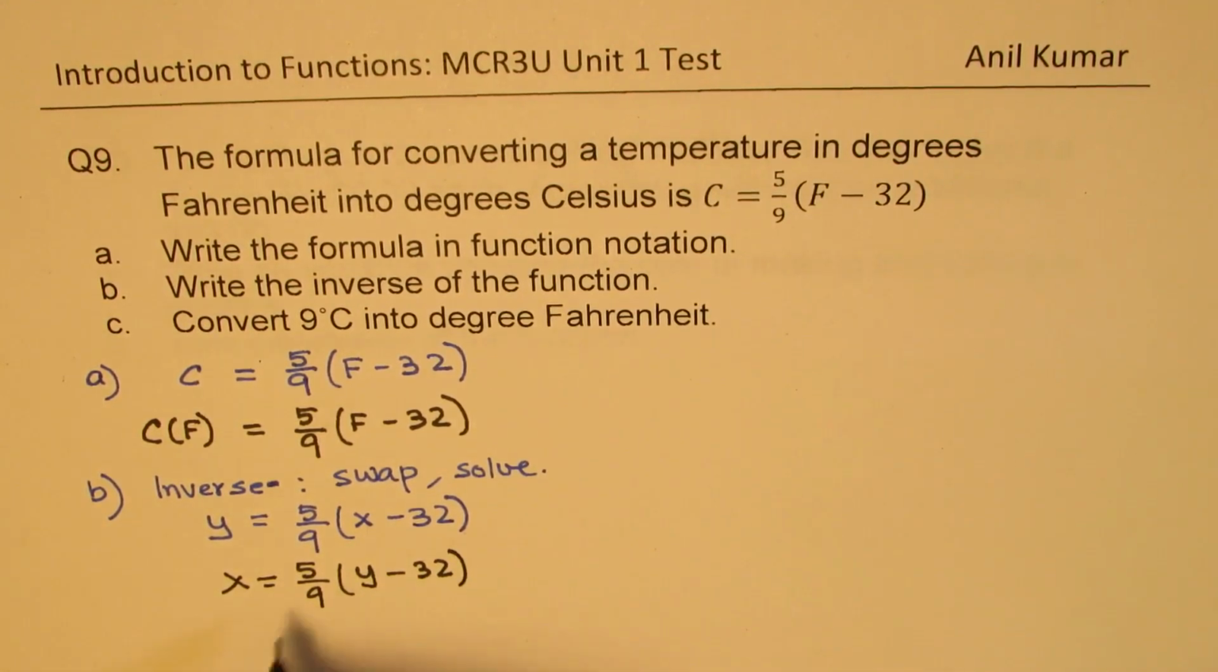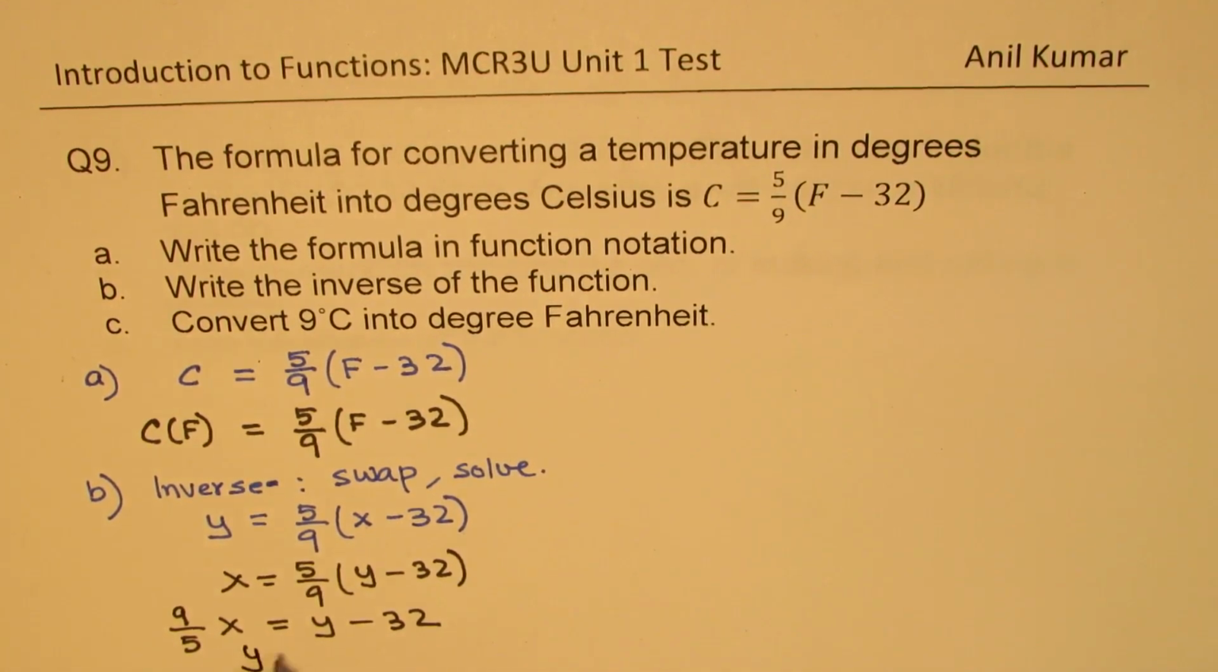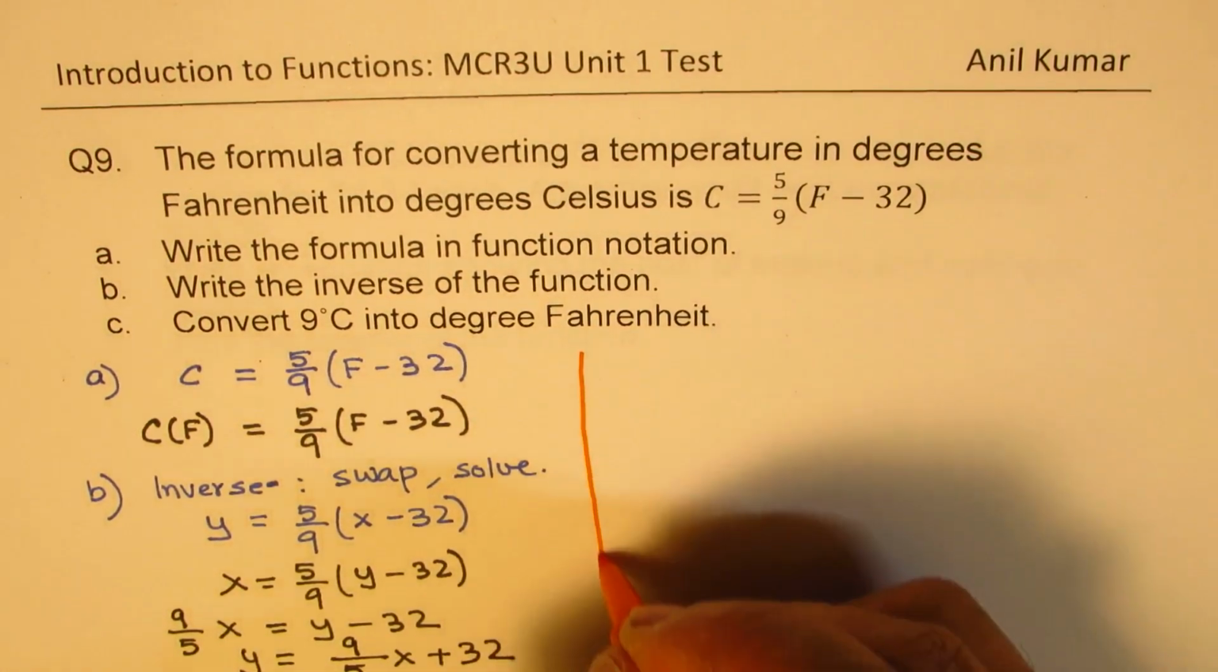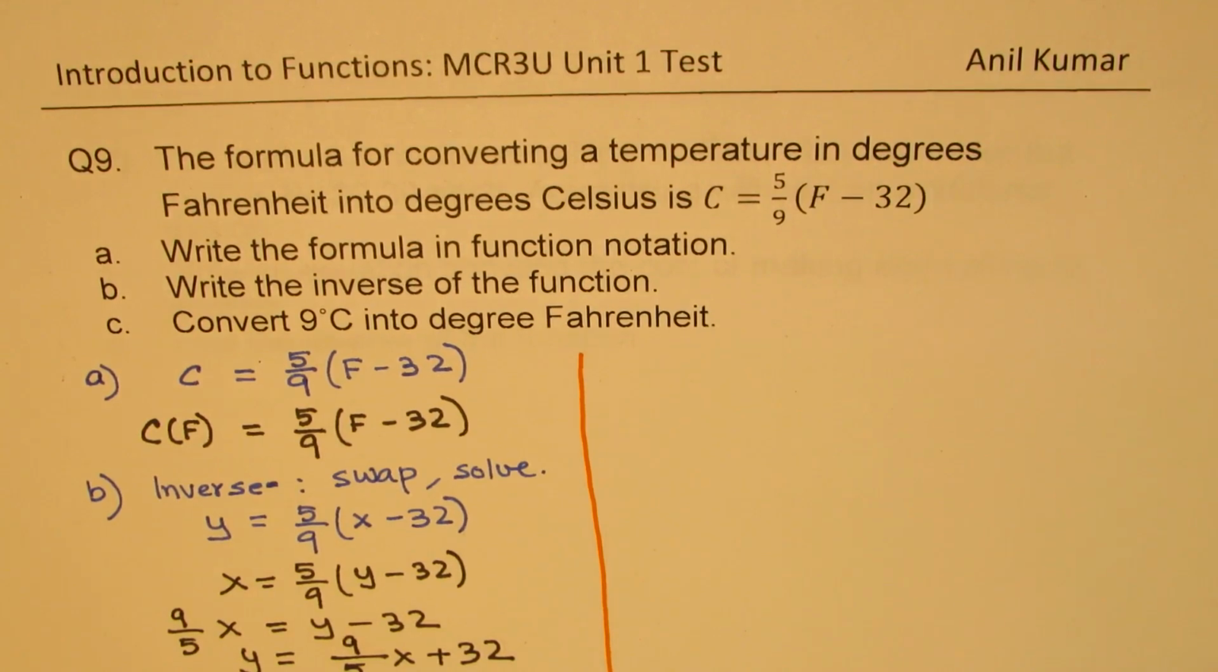We have to isolate y. So we'll do 9 over 5x equals y minus 32. And from here, we get what y is, and we say y equals, bringing 32 to this side, 9 over 5x plus 32. Clear? Okay. So let me rewrite the solution on the right side.